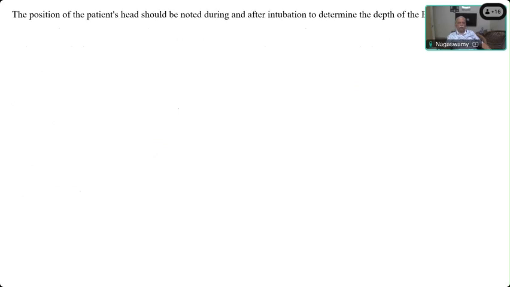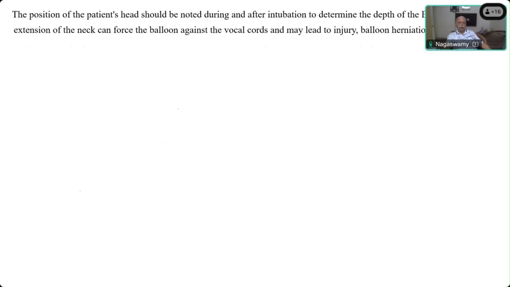Then the position of the patient's head should be noted during and after intubation, so that you know at what depth it has gone in correctly. The extension of the neck can force the balloon. So if you have put in a smaller size or a slightly shorter length tube, then what will happen when you extend the head and neck?